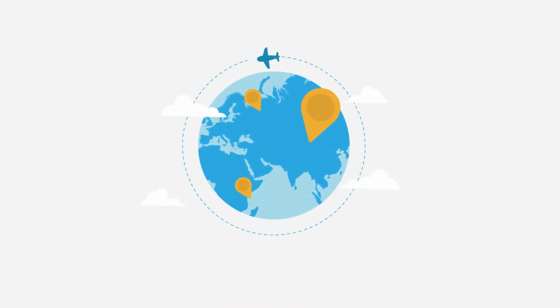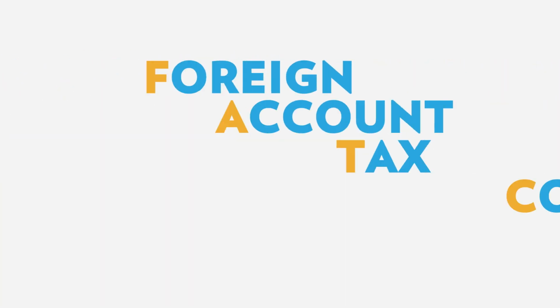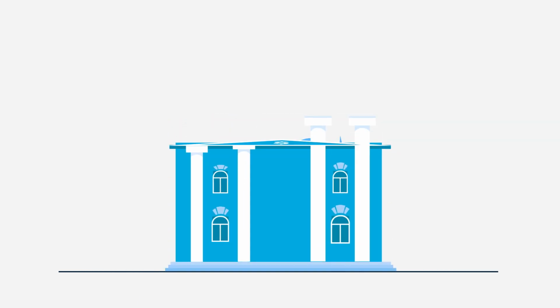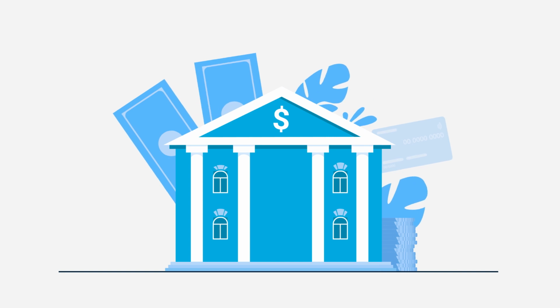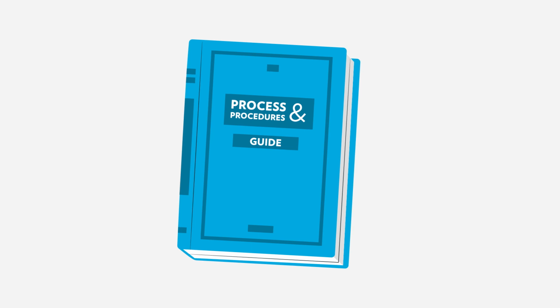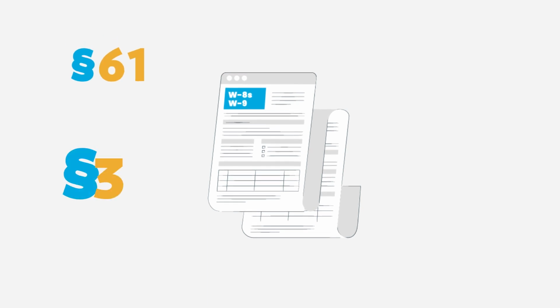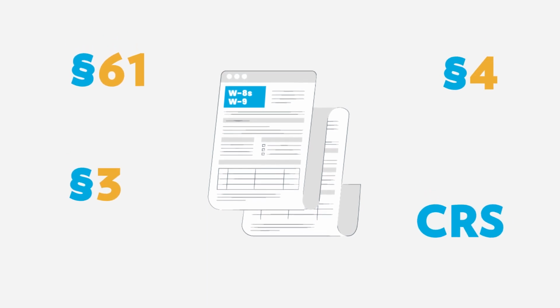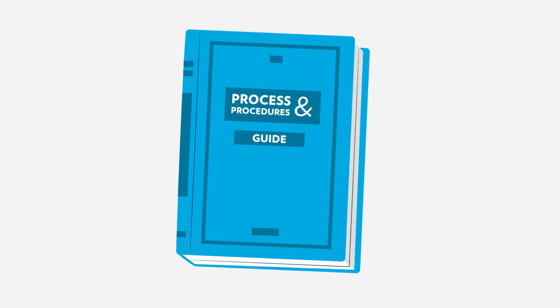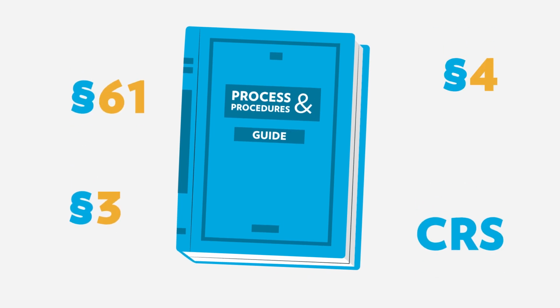On a more global level, with the advent of the Foreign Accounts Tax Compliance Act and the Common Reporting Standard, tax authorities in other jurisdictions have been passing new regulations and publishing guidance that requires documented processes and procedures for compliance with these regimes. All organisations who are subject to information reporting requirements under Chapters 61, 3, 4 and the Common Reporting Standards are required to have documented processes and procedures related to their compliance with these regimes.